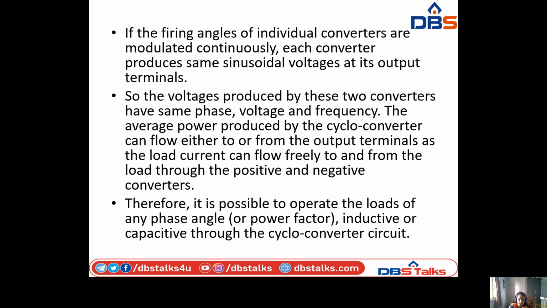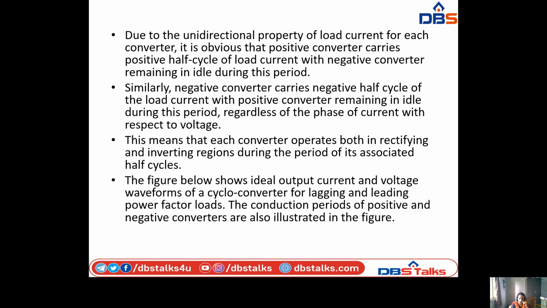through the cycloconverter circuit. Okay. Here, due to the unidirectional property of load current for each converter, it is obvious that the positive converter carries the positive half cycle of load current, with the negative converter remaining idle during this period. Similarly, the negative converter carries the negative half cycle of the load current with the positive converter remaining idle during this period, regardless of the phase of current with respect to voltage. This means that each converter will operate in both the rectifier and inverter regions during a period associated with half cycles.